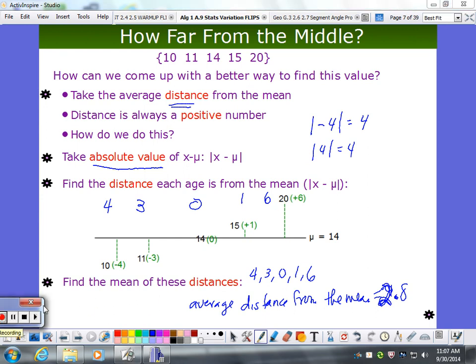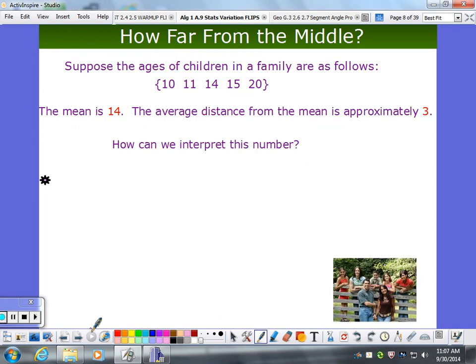Okay, hang on a second. Sorry for that interruption. So, on average, they're 2.8 away from 14. Okay, so what is that number trying to tell us? Let's see what happens. So the mean is 14. The average is approximately 3. 2.8 is approximately 3. So we interpret that to say, on average, each child is 3 years away from the mean age of 14, on average. Right? Some are closer, some are a little farther, on average.